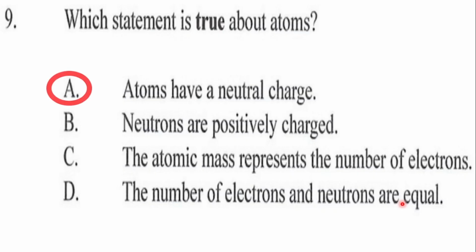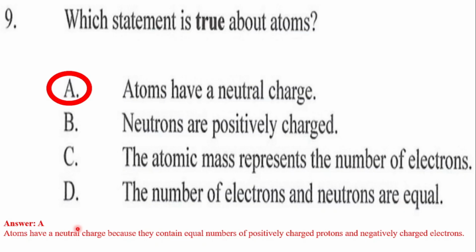The correct answer is definitely going to be A, atoms have a neutral charge, because they contain an equal number of positively charged protons and negatively charged electrons. So atoms have the same number of protons and the same number of electrons, and that means the atom's overall charge is going to be neutral. Let's move on to question number 10.